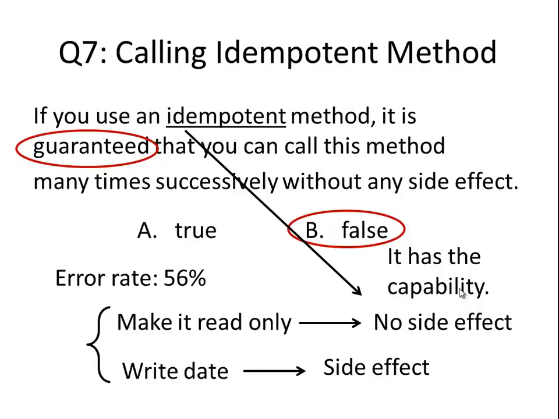Okay, so due to the second case, in our original question, it is guaranteed that that sentence is wrong. Okay? It is not guaranteed because the second case would cause side effect. Okay.